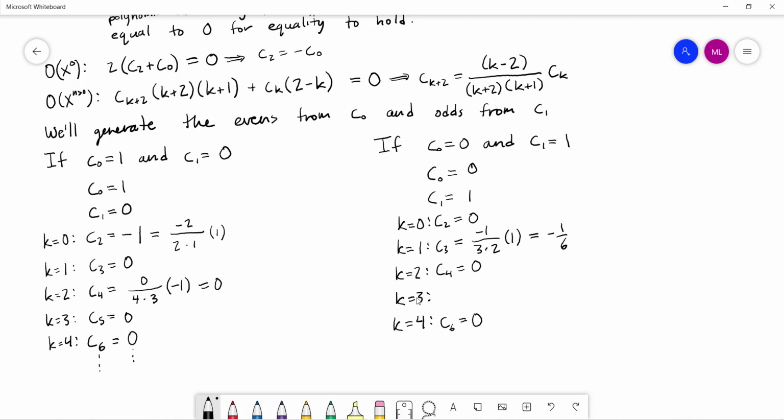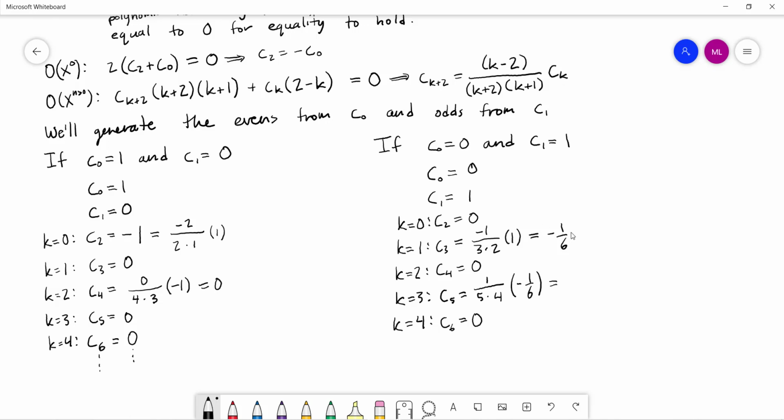We plug in k equals 3. We'll be able to generate C5 from C3. So plug in C3. We just found C3. It was -1/6. So we'll plug that in in a minute. But we're plugging in, this is the k equals 3 case. So when k equals 3, the numerator is +1. The denominator is going to be, right here, 3 plus 2 is 5. Right here, 3 plus 1 is 4. And that's all times the -1/6 that we found for C3.